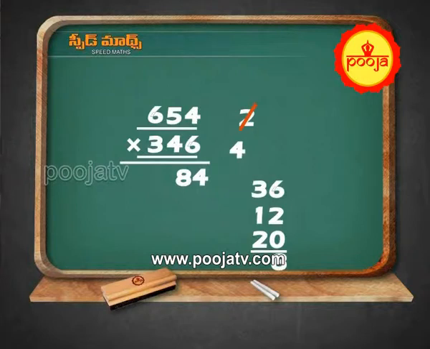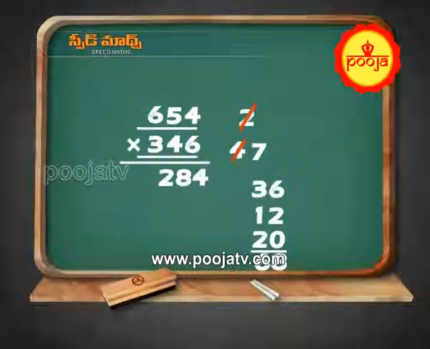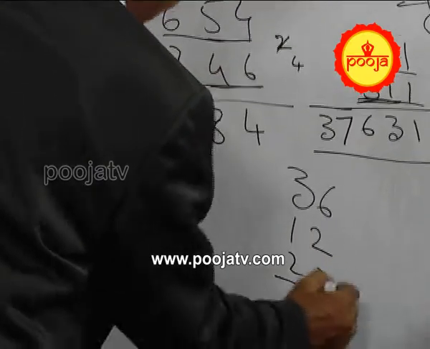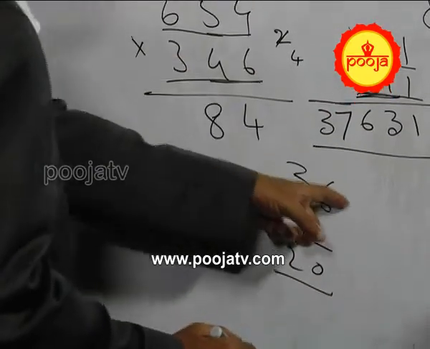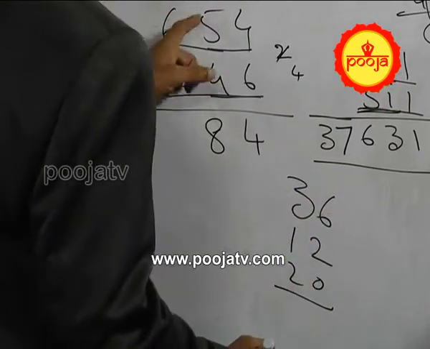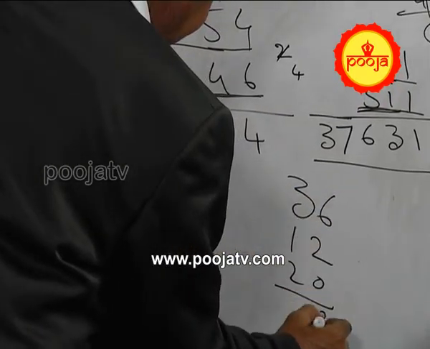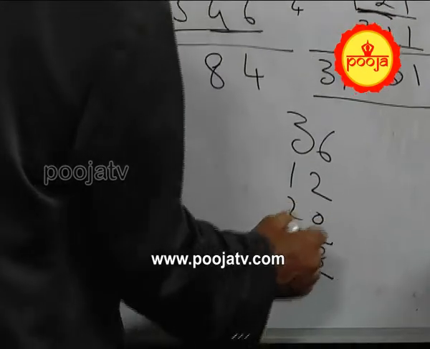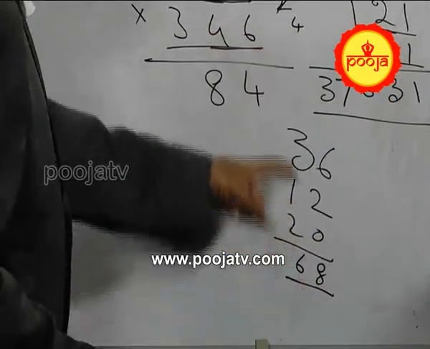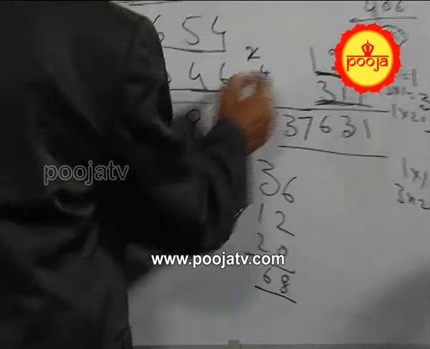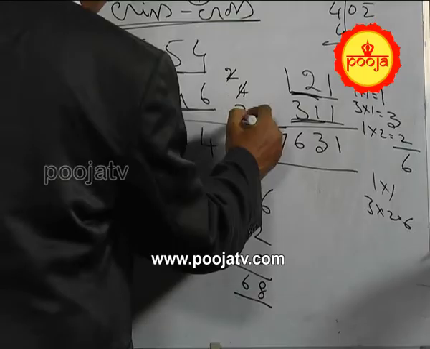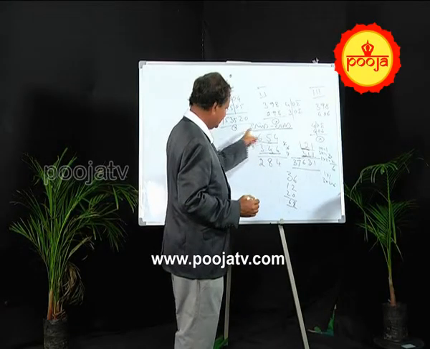Next what to do? Cross multiplication of all the 3. All the 3 you have to cross multiply, that is edges and center. That is 6 into 6, 36, and 3 into 4, 12, and 5 into 4, 20. Are you observing? 36 plus 12 plus 20 is 68, and what is outside? 4. 68 plus 4, 72. 2 here, 7 outside. Am I clear? All the 3 we have done.